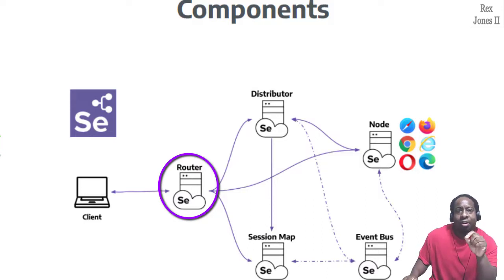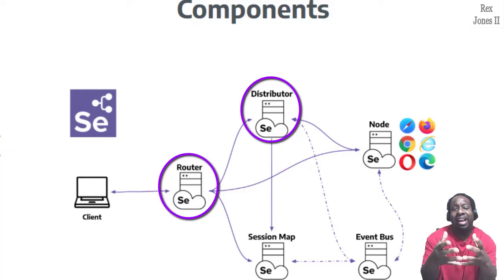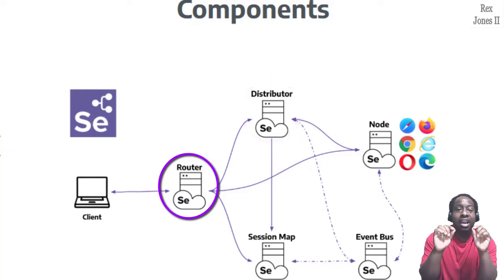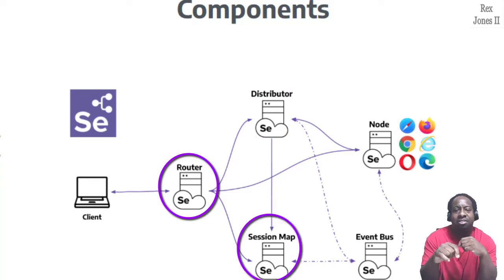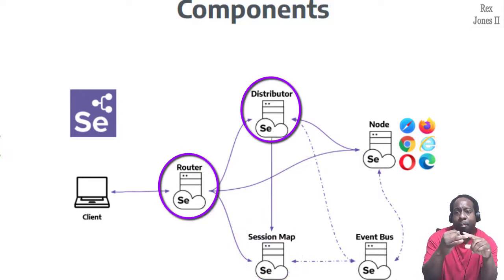We see the router has an arrow pointing to the distributor and pointing to the session map. If it is a new session request, then communication starts between the router and distributor. If the session request already exists, then communication is between the router and session map. When it comes to the router and distributor, a session request is sent to the distributor.